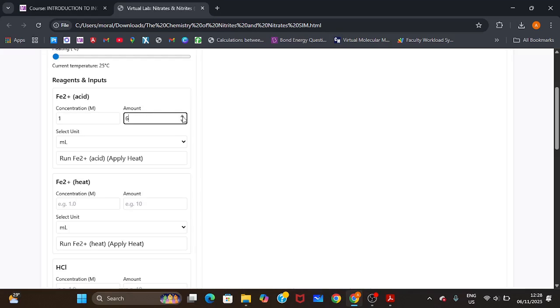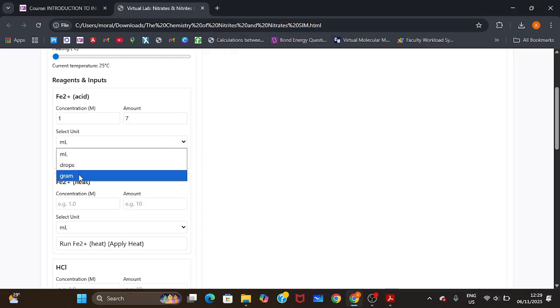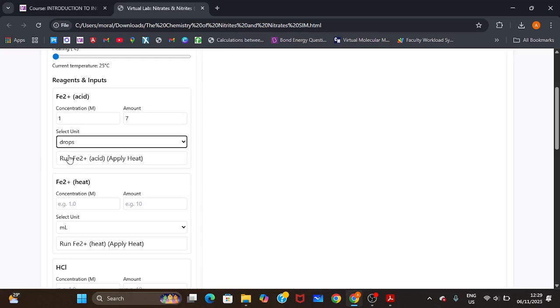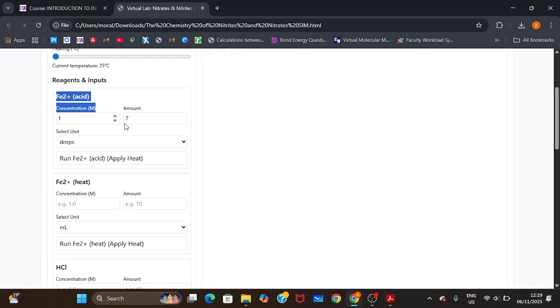You could type it, or you could just use the arrows to get the number of the amount that you need. Okay. The next piece, it says drops, and then you go here under the select unit, and you pick the appropriate one. Okay. In this case, it is drops, so you stick to drops. Okay. So you have your reagent, your first reagent set up for this reaction.